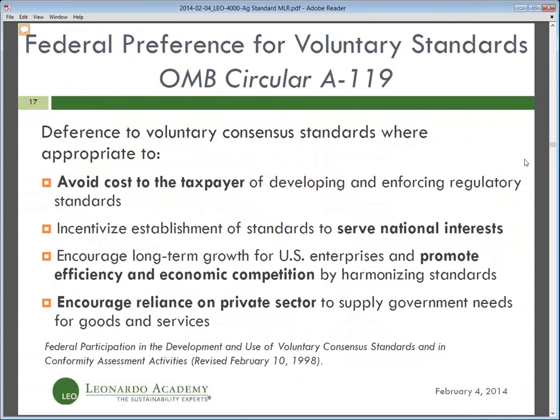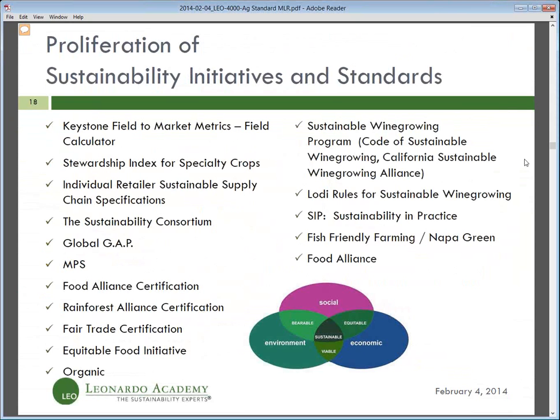Well, here we see that we've got a problem. We have a whole lot of standards out there right now for different aspects of sustainable agriculture. This list is just a small portion of them, and you can see if you were a producer, this could be pretty confusing if you had to follow all of these.